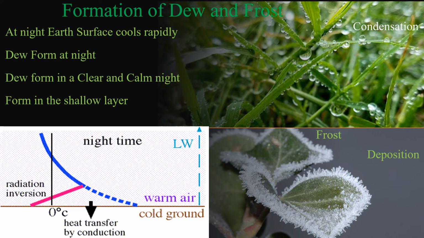So dew, frozen dew, and frost form in cold weather, and they form in a rather shallow layer of air near the ground, on a clear and calm night. So we have an understanding of the formation of dew. Dew forms at night when the surface cools rapidly. Dew forms on a clear and calm night, and this dew or frost forms in the shallow layer which is adjacent to the ground.